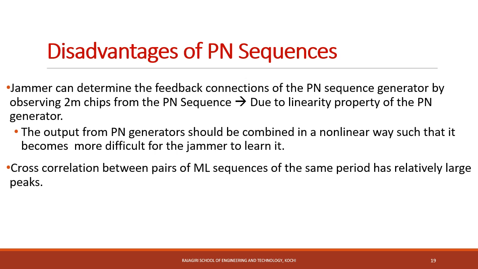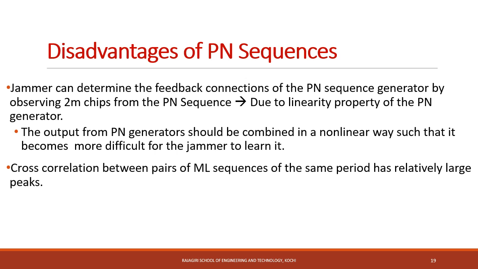So, we have discussed pseudo noise sequence and its properties. When you see the LFSR circuit to generate the pseudo noise sequence, we are having a feedback connection. Now, if the jammer can understand the feedback connection, then they will be able to trace back the information that is sent. Thus, if the jammer observes the PN sequence generated for a duration of 2m bits, then they will be able to understand the feedback connections. It is due to the linearity property of the PN sequence generator.